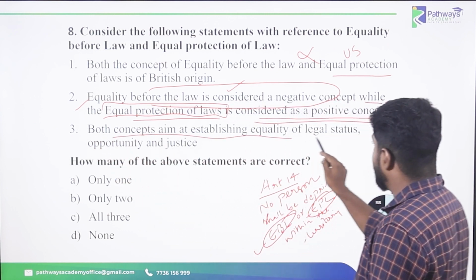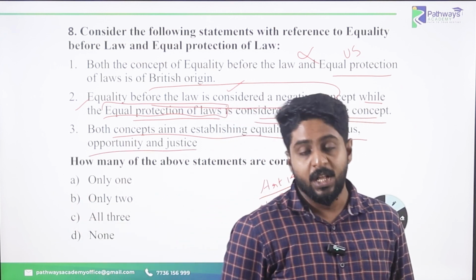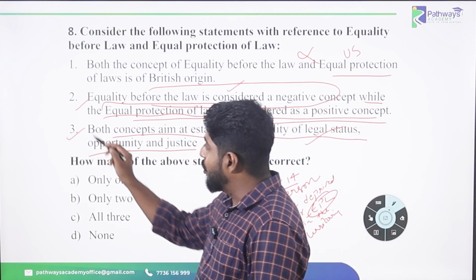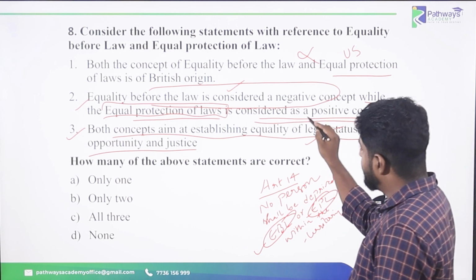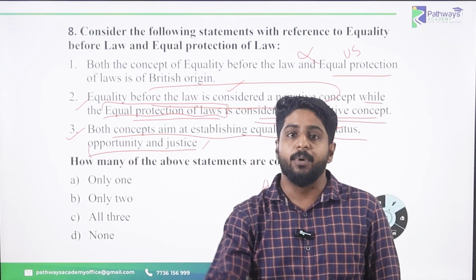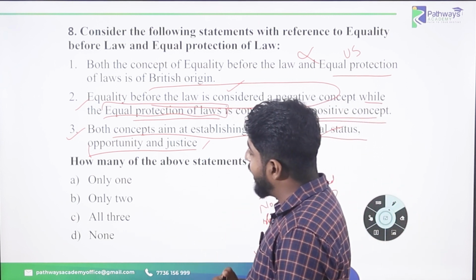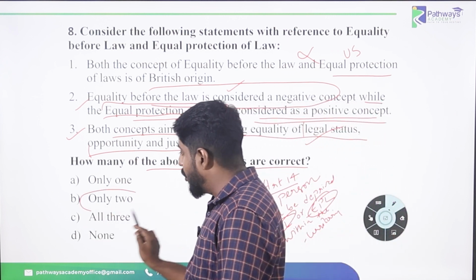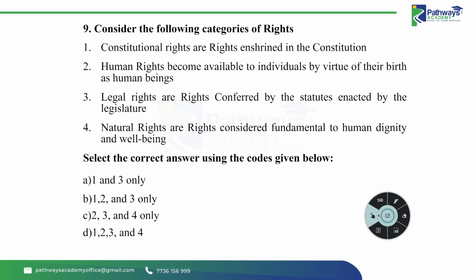Both concepts aim at establishing equality of legal status, opportunity and justice. Wonderful. So this is the same statement which is provided in NCERT. This is also one of the objectives of equality before law and equal protection of law, that is same legal status, opportunity as well as justice. The predominant consideration always, my dear friends, is justice. So what is the right answer? How many of the above statements are correct? Sir, only two statements, that is 2 and 3. Very good.